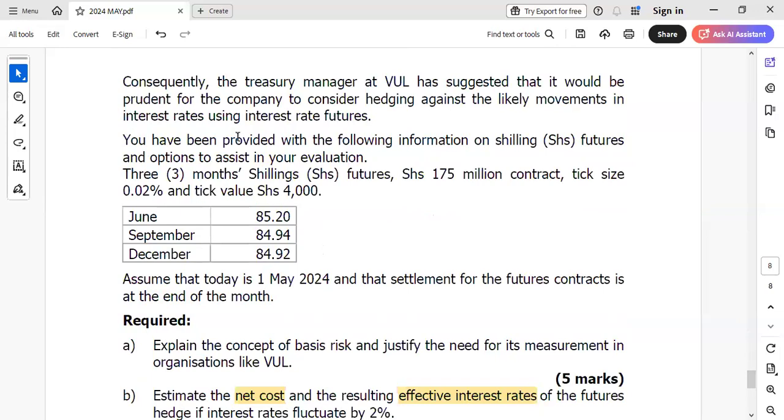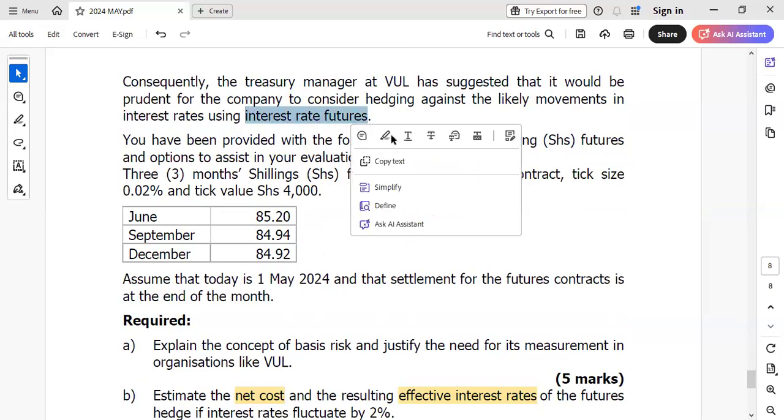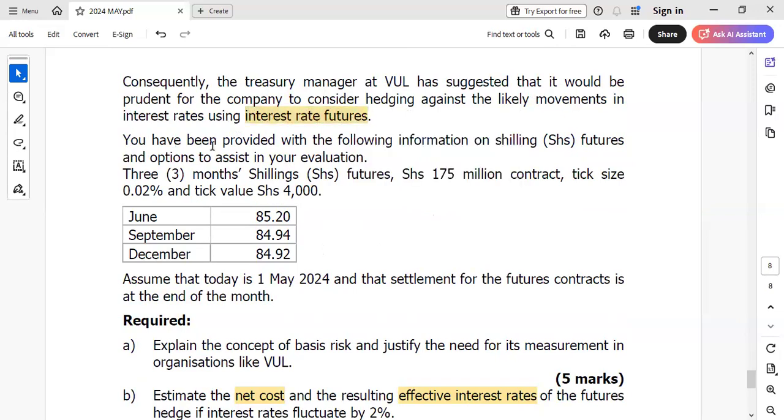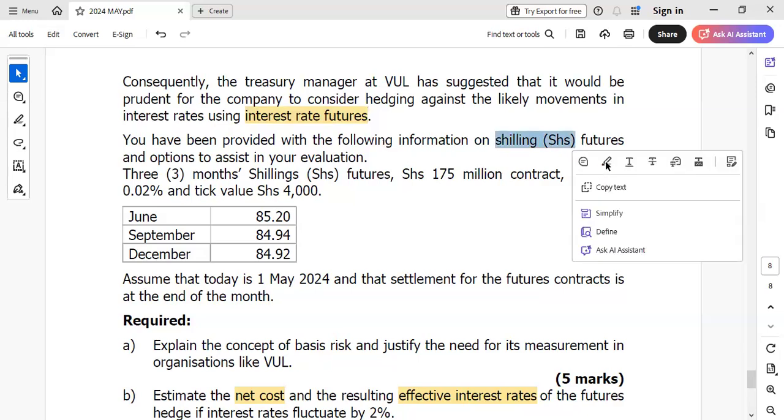Consequently, the treasury manager at VUL has suggested that it would be prudent for the company to consider hedging against the likely movements in interest rate using interest rate futures. Okay, you have been provided with the information on the futures and options to assist in your evaluation.